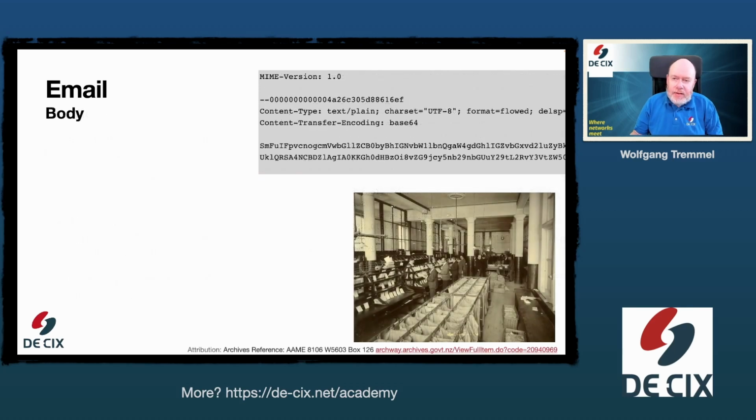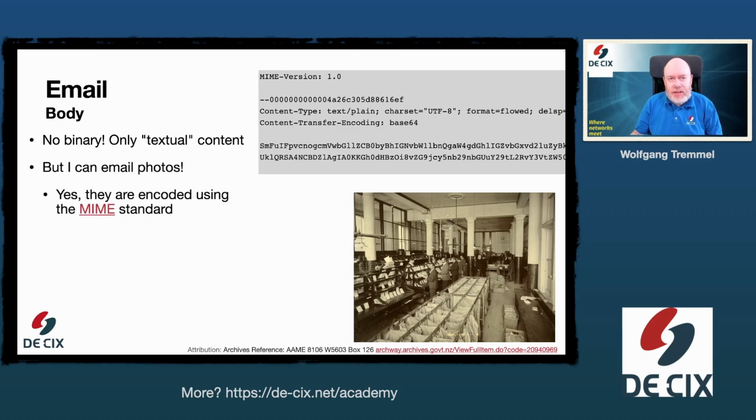The email body, also the interesting thing is email SMTP is a text-only transport protocol, so no binaries. But hey, you can send attachments. Yes, you can, but because these binaries are encoded as text, they're encoded using a standard called the MIME standard and an encoding methodology usually called base 64. Just download the PDF of the talk and click on the links to get more information about that.